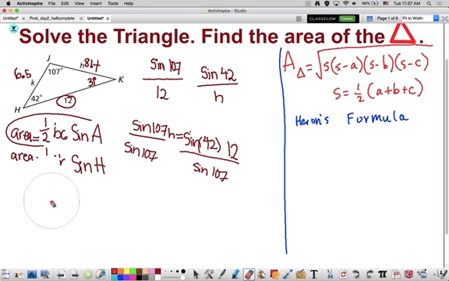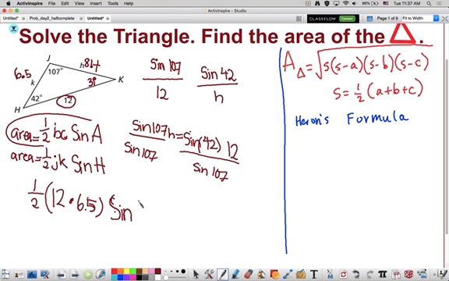Yeah, easy fix. Okay. And then the J is 12. And then we're using the K, which is 6.5. And then, since we're using sine of H, that'd be sine of 42.